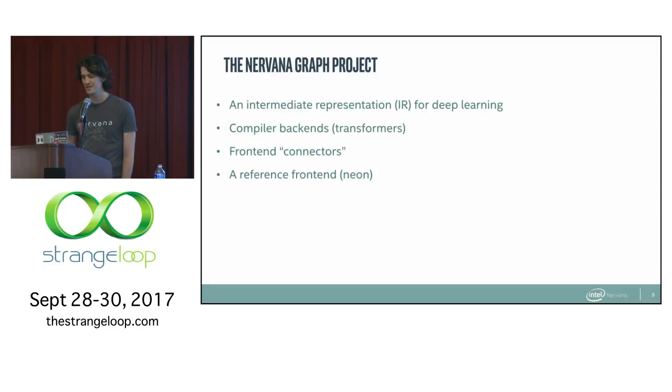So the solution is the Nervana Graph project. What the Nervana Graph project consists of is a set of intermediate representations to capture the core abstractions for deep learning. And then it has a different set of compiler backends, or what I'll call transformers, which takes this intermediate representation and allows it for execution on the device. And there's a set of front-end connectors that can plug into new frameworks and existing frameworks. And then we have our reference front end, which is based on our existing deep learning framework, Neon.